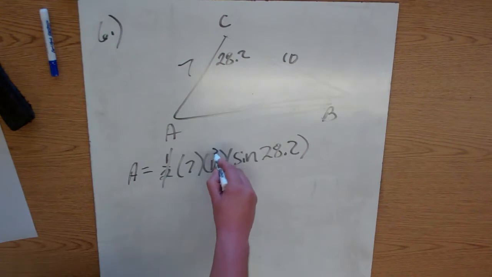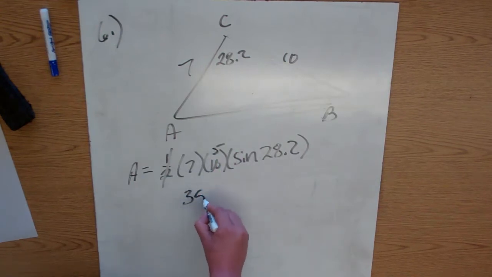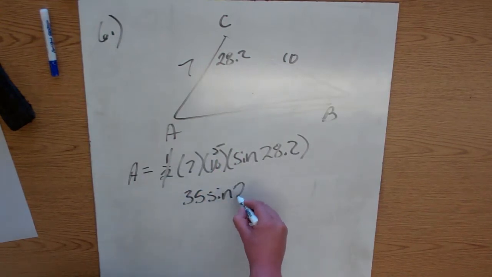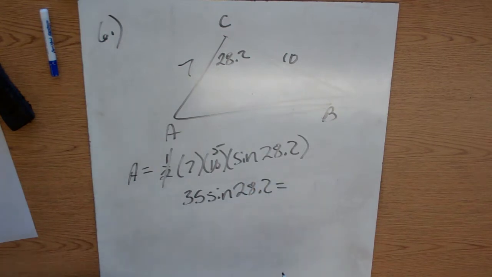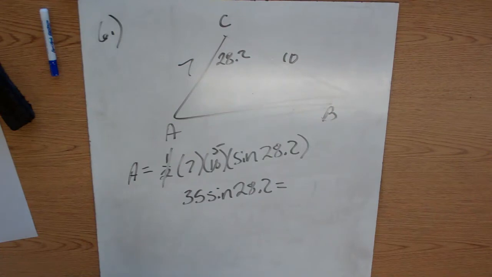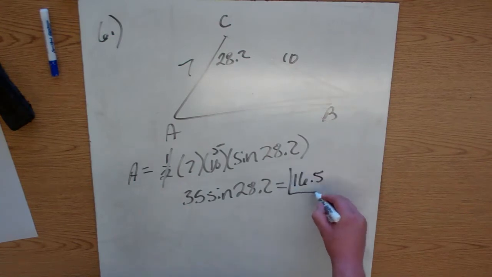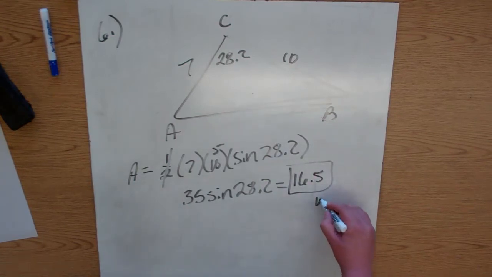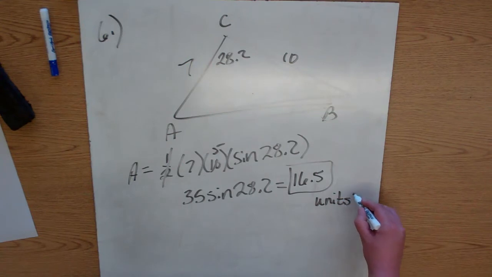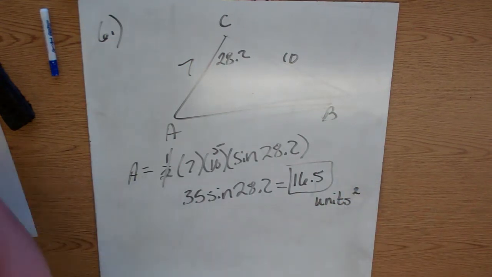Let's go ahead and knock that to a 5. So 7 times 5 is 35 times the sine of 28.2. Punch that into your calculator. 35 times the sine of 28.2, and you should get 16.5. And of course, all of these are units squared because they're area, and area is always in square units.